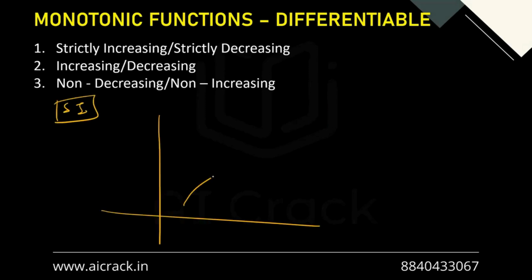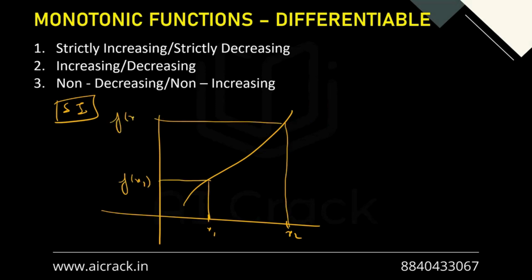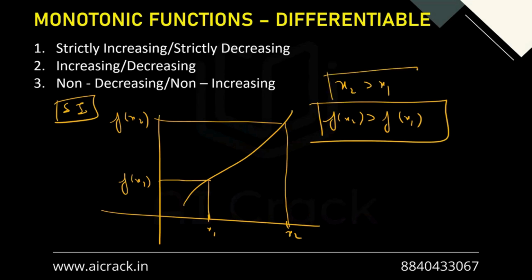The first definition is the same as the previous one. We have x1 over here, we have x2 over here, and for x1 we have f of x1, and for x2 we have f of x2. Now when we say x2 is bigger than x1, that implies f of x2 is also bigger than f of x1 in case this function is strictly increasing. That was the basic condition.